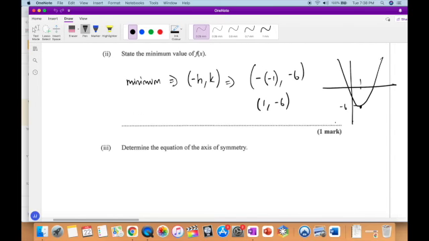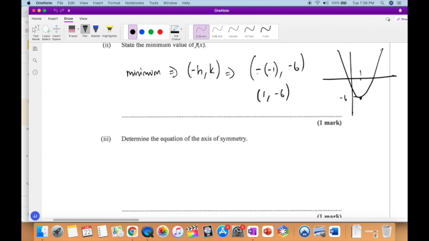Determine the equation of the axis of symmetry. So that's another 1 mark. Remember, the axis of symmetry is this line here, and that is the line that will be the x value, and the x value is minus h. So it is the line x is equal to whatever minus h is. So therefore x is equal to negative h. So therefore it is the line x is equal to negative 1. That's what h is. So it is the line x is equal to positive 1 that we could see here.